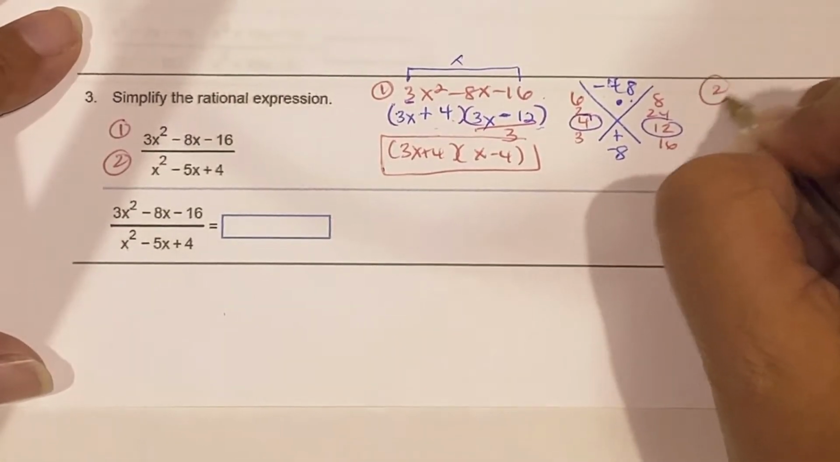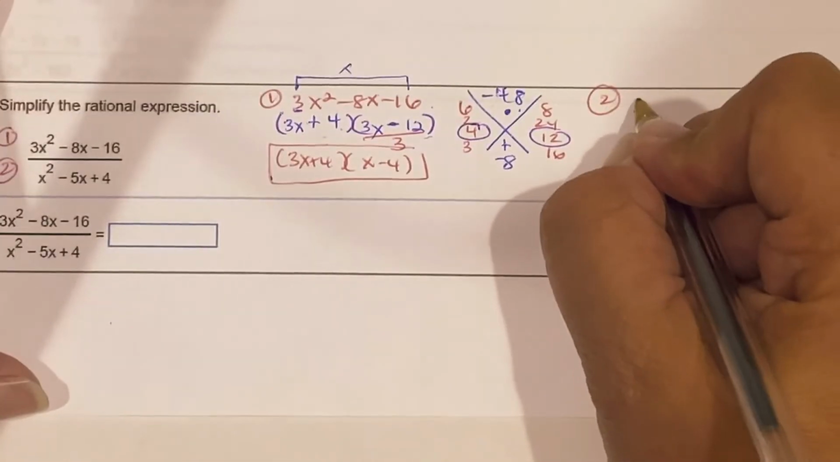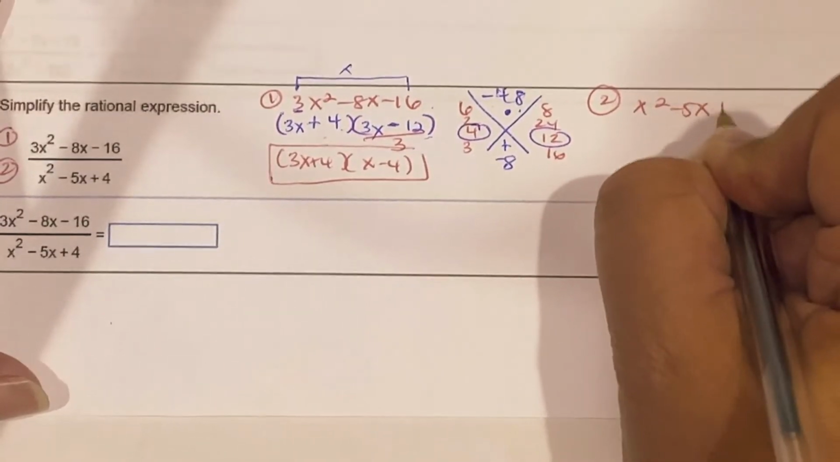Then you're going to go to number 2. On number 2, it says x squared minus 5x plus 4.